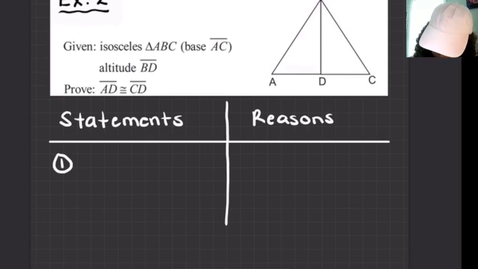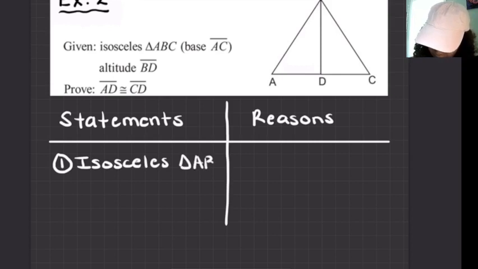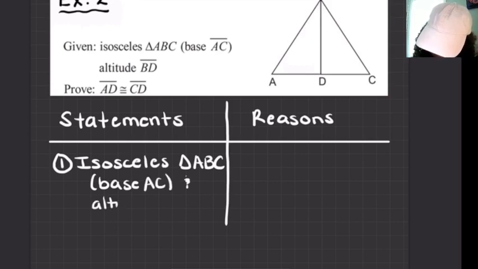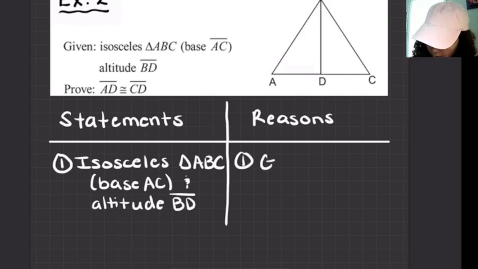And again, remember your first statement is always whatever information is given to you, and you can just write it exactly as you see it. So isosceles triangle ABC with your base AC, and you have an altitude BD, okay? So there are a couple of new words here that you may or may not have seen.